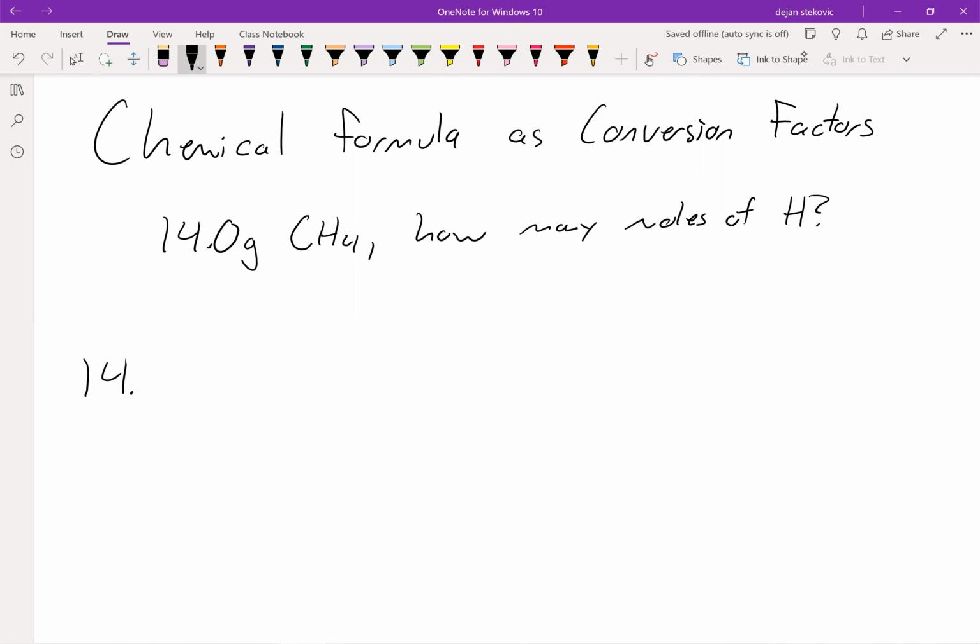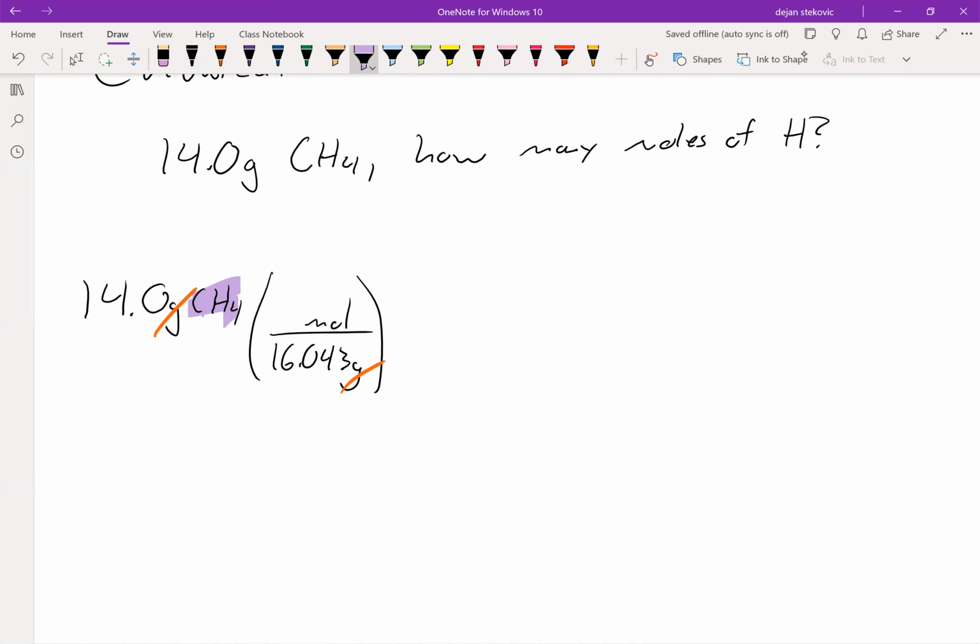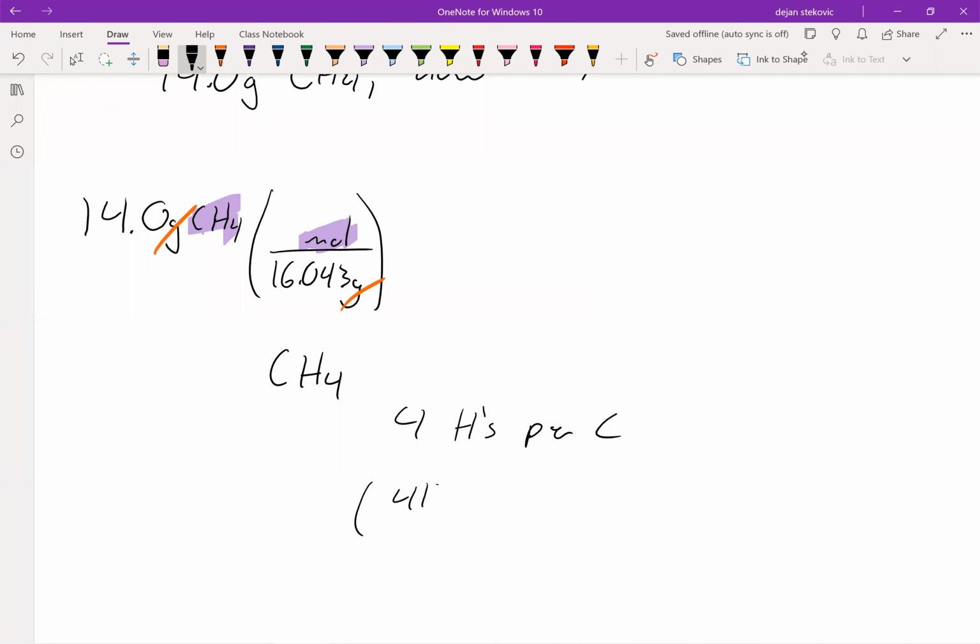So again, we have this 14.0 grams of the CH4, and our first step, whenever we have grams of anything, 99% of the time, it's going to be go to moles. So we have our number from before, the molar mass from before, 16.043 grams. So grams and grams will cancel out here. And now we want to think about, instead of moles of CH4, we want moles of hydrogen. So for example, if we think about CH4, we have 4 H's per carbon, and that's a conversion factor right there. So we can have 4H per 1 CH4, or we could have 1 CH4 per 4H.